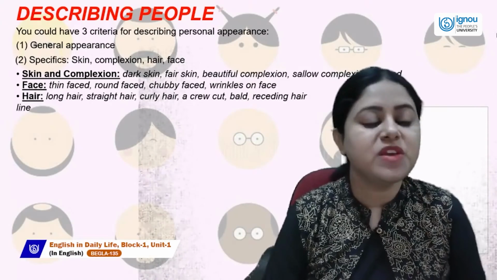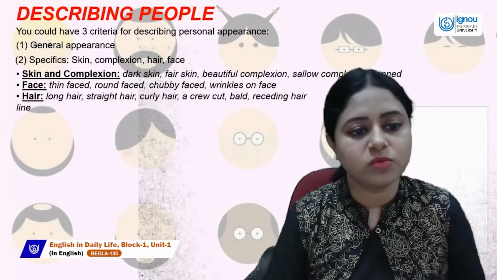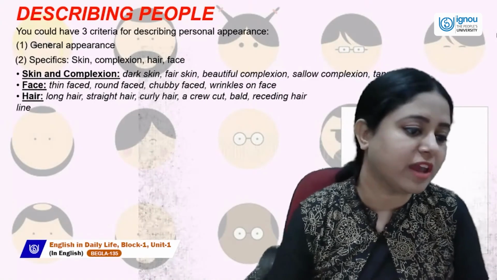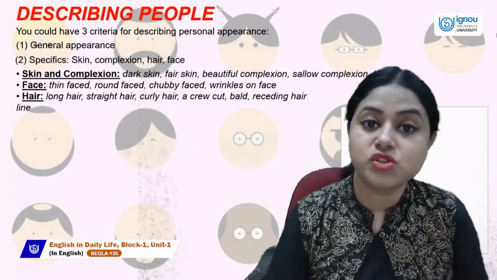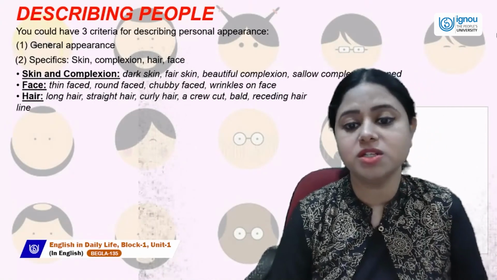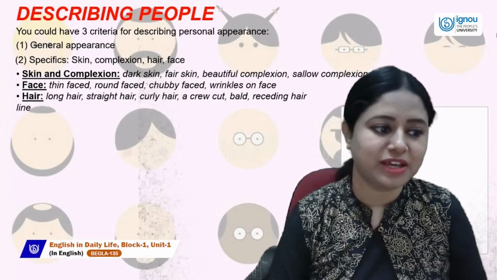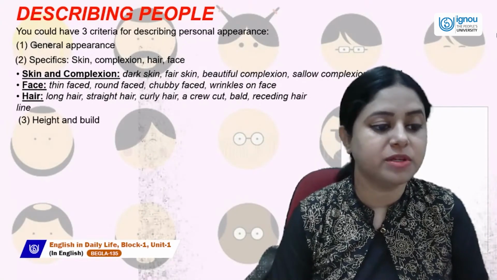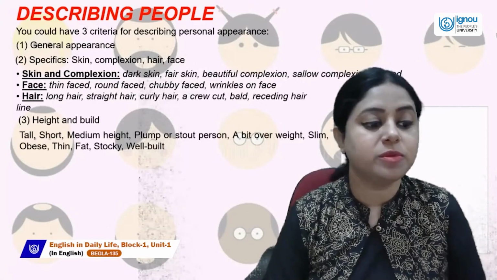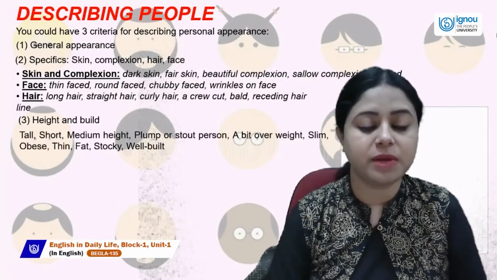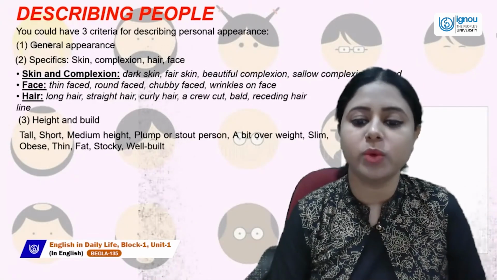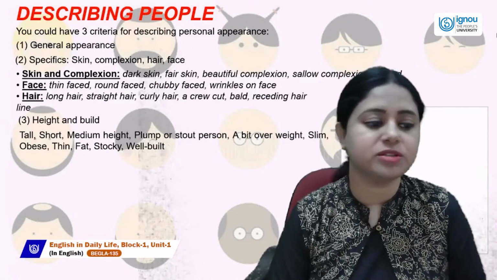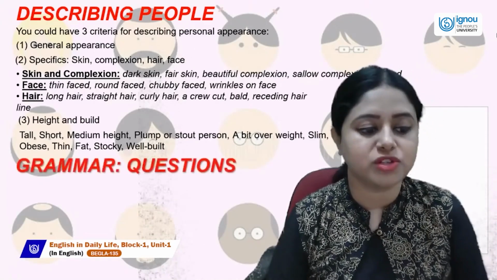Tanned, okay. Face, thin face, round face, chubby face, wrinkles on face. All faces are beautiful again. Hair, long hair, straight hair, curly hair, a crew cut, bald, receding hairline. Okay. Height and build. Third could be height and build. Now, height and build could be tall, short, medium height, plump or stout person, a bit overweight, slim, obese, thin, fat, stocky, velvet. Now, grammar questions.